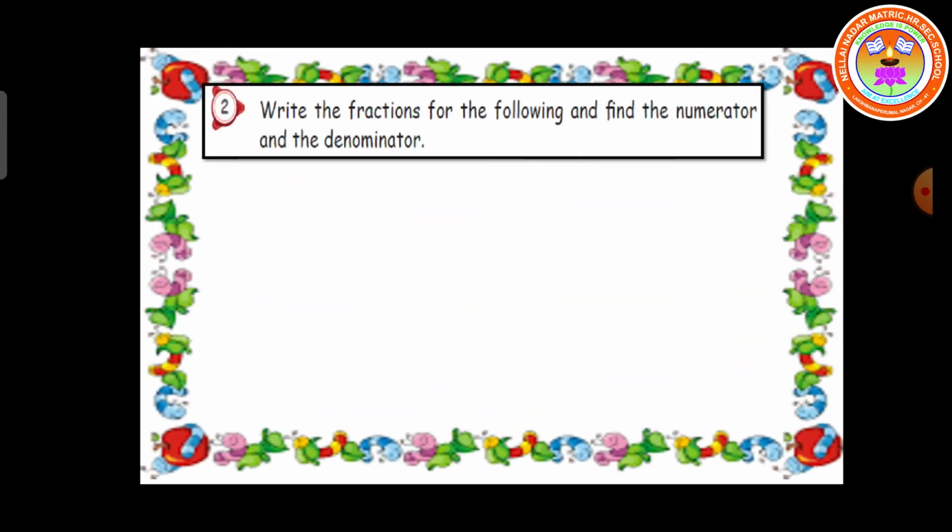Write the fractions for the following and find the numerator and the denominator. Students, in this problem, they have given a statement, right? What is the statement? Sheila got 12 marks out of 20 marks in science. We have to write down the fraction. How to write down the fraction? First, we have to find out the numerator and denominator. In this statement, what is the numerator and denominator?